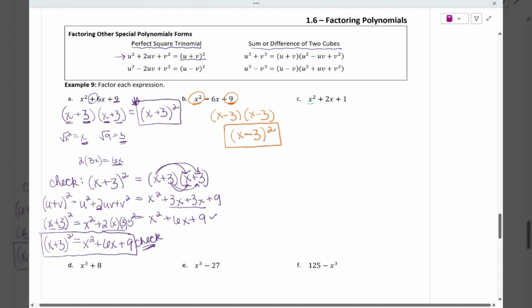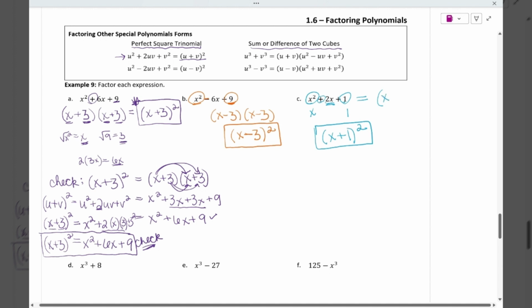First term x squared, that is a perfect square. Square root of x squared is x. The last term 1 is a perfect square. Square root of 1 is still 1. When I multiply those and double them, I do get the middle term 2x. So that's how I know this is a perfect square trinomial. So it's a plus sign in front. So this would factor (x plus 1) squared. So again, that's a trick to help you out if you recognize that.